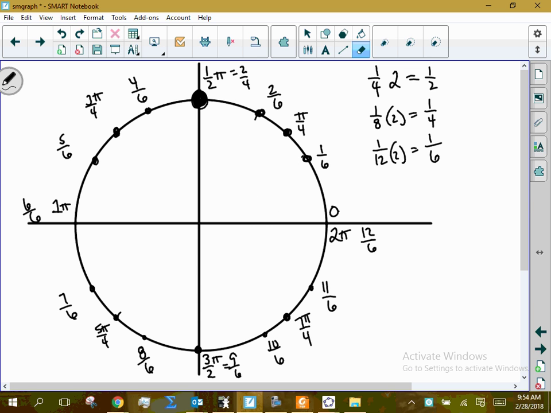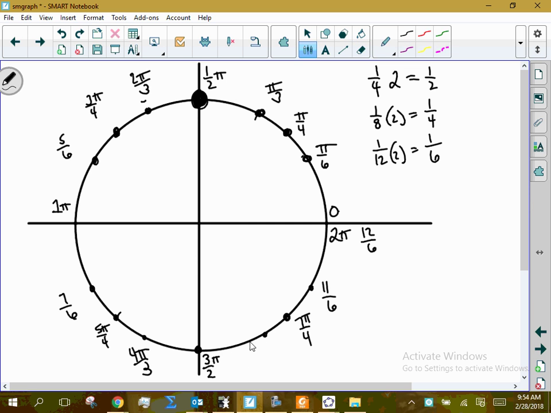Okay? So this is pi over 6, right? 2 pi over 6. What's 2 pi over 6 the same as? Pi over 3, so that's where that shows up or comes from. We get pi over 2. 4 pi over 6 would be 2 pi over 3. 3 pi over 4, 5 pi over 6, that's 1 pi. 7 pi over 6, 5 pi over 4. 8 pi over 6 is going to be 4 pi over 3. Got 3 pi over 2. 10 pi over 6 is going to be 5 pi over 3. And then 2 pi.